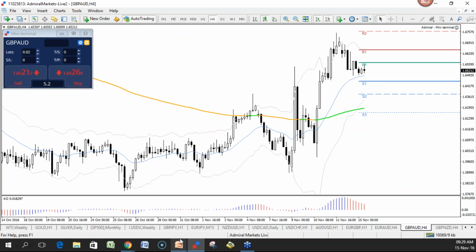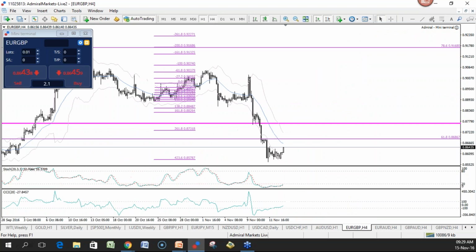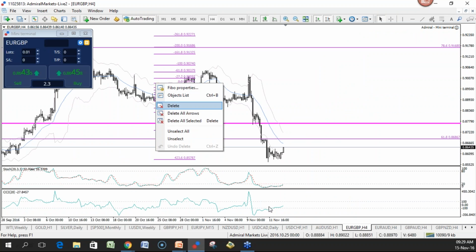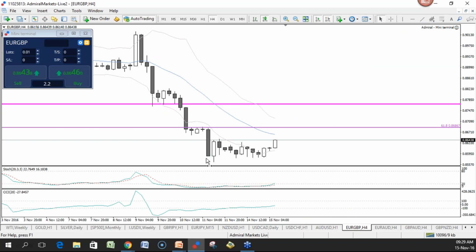The Euro pound, by the way, is bouncing too, I think. Yes, you see, Euro pound is bouncing. So at this moment, the Euro seems to be winning against a wider range of baskets, as well as this pound.